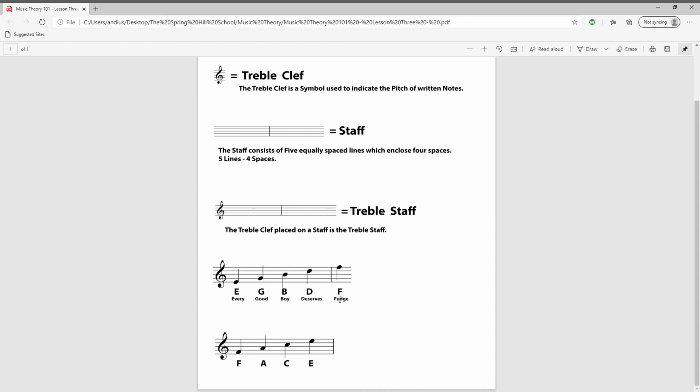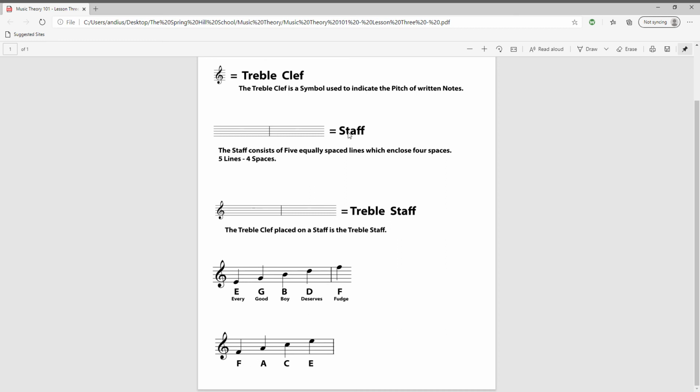I have had a student once say, elephants go bowling down freeway. I had a student once say, every girl buys designer fashion. But the most common saying to help you remember the lines of a treble staff is every good boy deserves fudge. E, G, B, D, F. That is how you remember the note names, the pitches, of the lines of the treble staff.